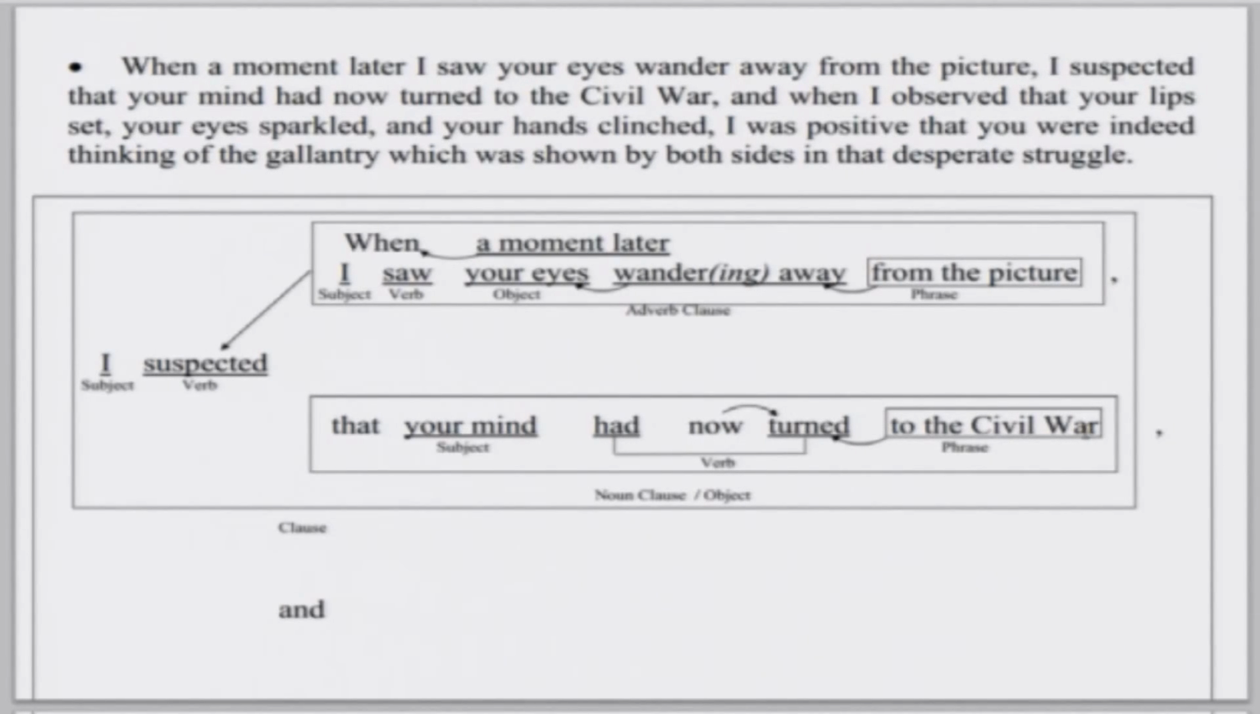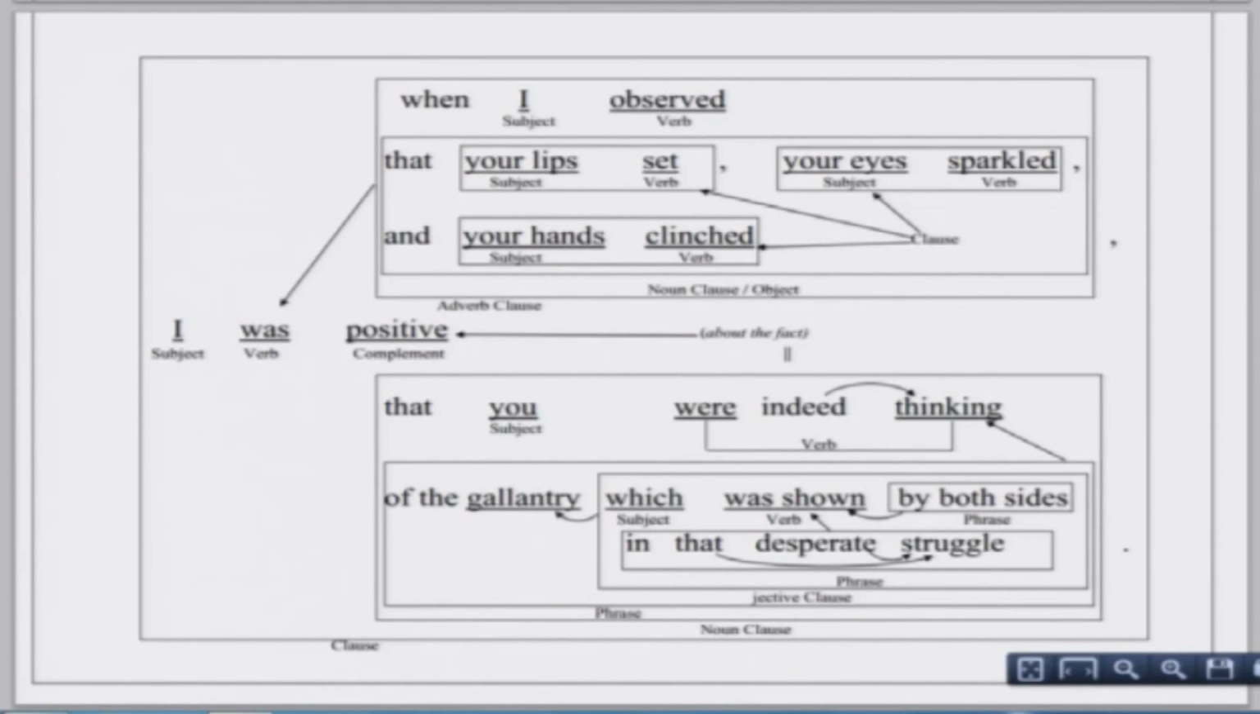Okay. So, this is one part of communication in this sentence. Okay. So, one clause, and the other part of the communication is here. I suspected and I was positive. Okay. I was positive. When? When I observed three things, that your lips set, your eyes sparkled, and your hands clenched. When these many things I observed, then I was positive. Positive about what? About the fact, and the fact is coming as this noun clause. Okay. That you were indeed thinking. You were thinking. Okay. Were thinking, qualified by indeed.